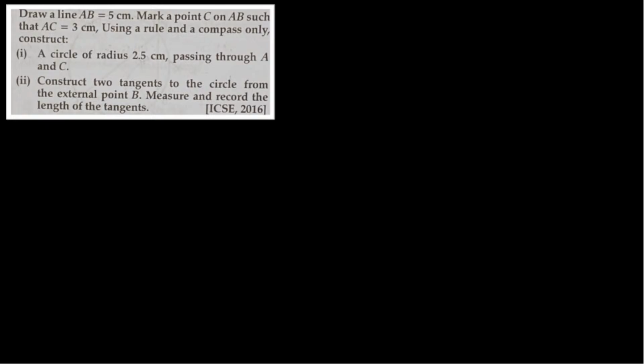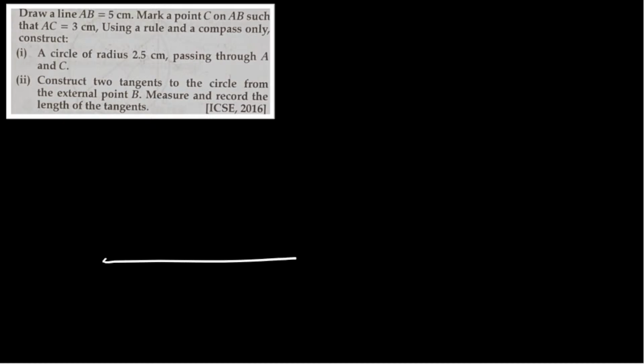So let's see what we have to do in this question. Draw a line segment AB. Mark a point C on AB such that AC is equal to 3 centimeter. First of all, I will draw a rough sketch to give you an idea. We have to draw one line segment AB. The length of AB is 5 centimeter. Then we have to mark a point C on AB such that AC is 3 centimeter.